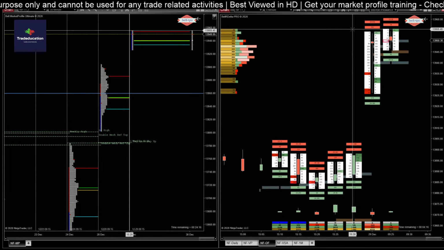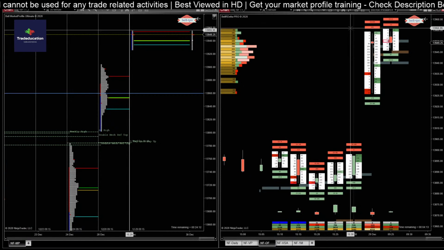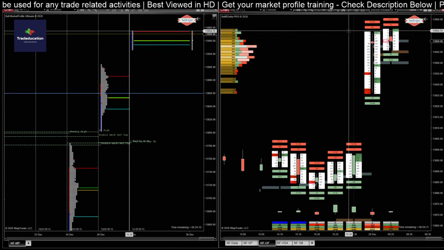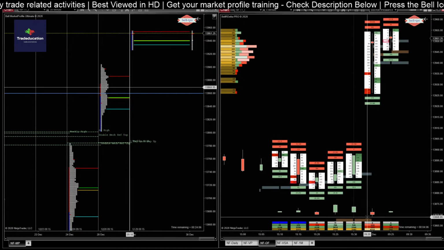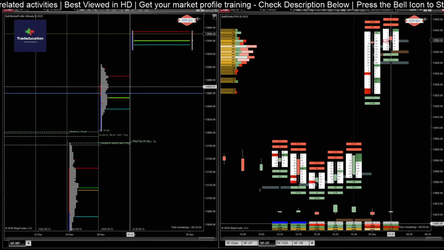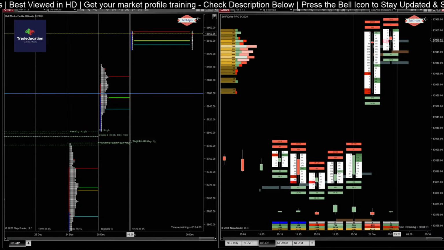Okay, it has tagged the high. It's cleared the unfinished auctions. Still there are unfinished auctions. Okay, so I'm waiting for one more push up. The delta has turned positive, but if you see the volume flow, it's pretty boiled down.